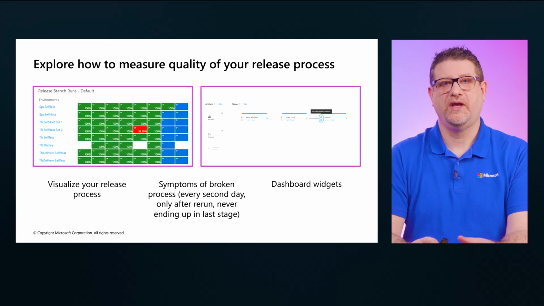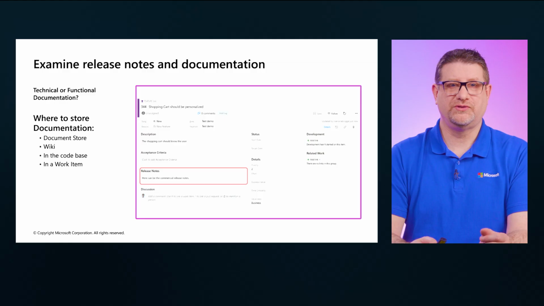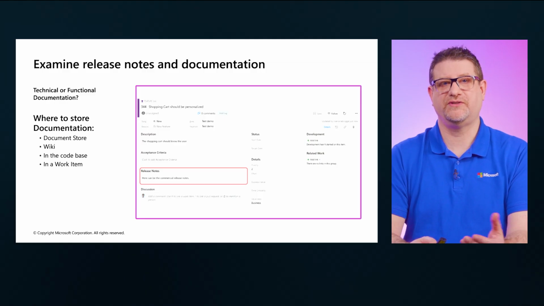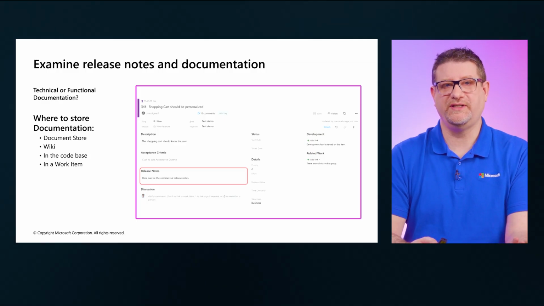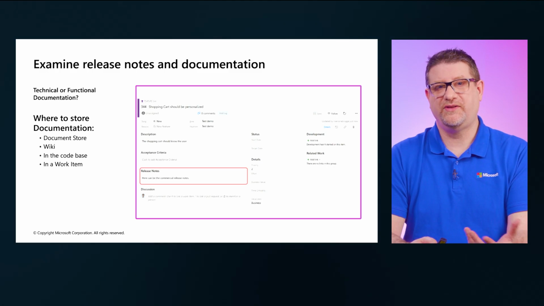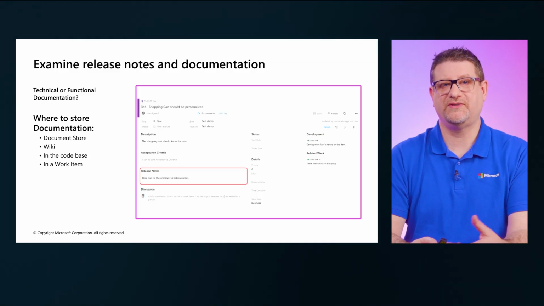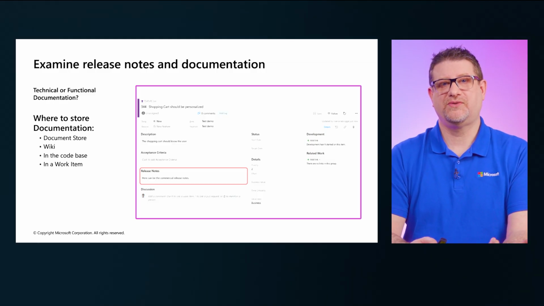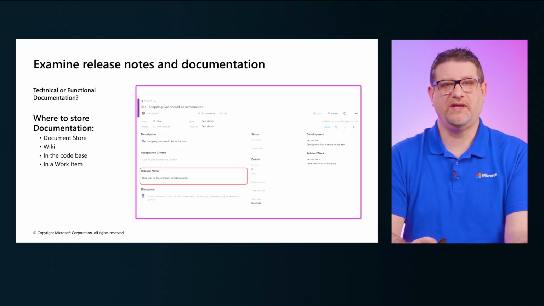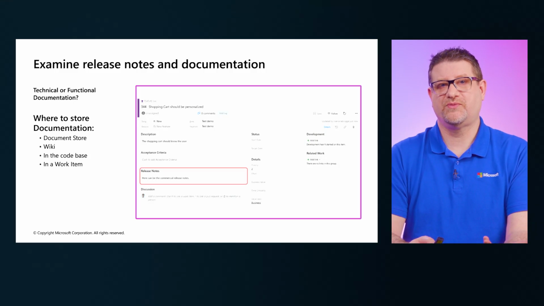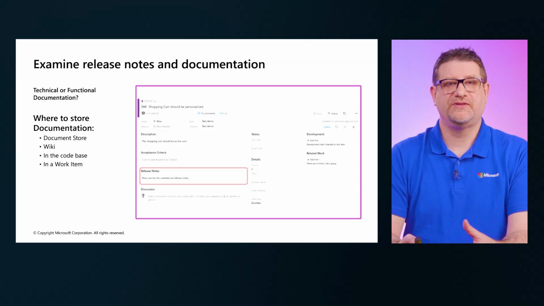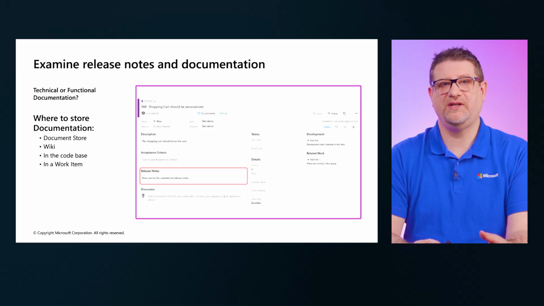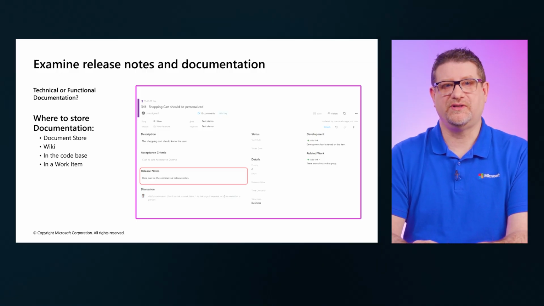Release notes and documentation are essential tools for keeping everyone informed about the changes and features in a software project. Release notes provide a concise summary of what's new, improved, or fixed in each release, making it easy for users and stakeholders to understand the impact of the updates. Documentation, on the other hand, can be technical or functional and serve as a reference on how software works, how to use it, and where to find important information. These resources can be stored in various places such as a document store, a wiki, directly in the code base, or even attached to work items in your project management system. This flexibility ensures that the teams can access the information they need when they need it and in the best format that suits their workflow.